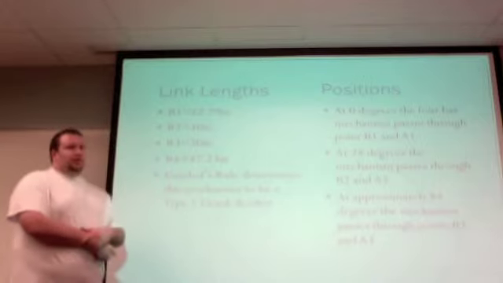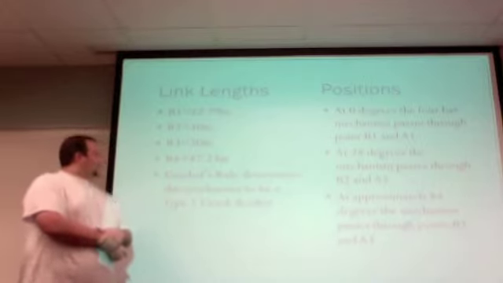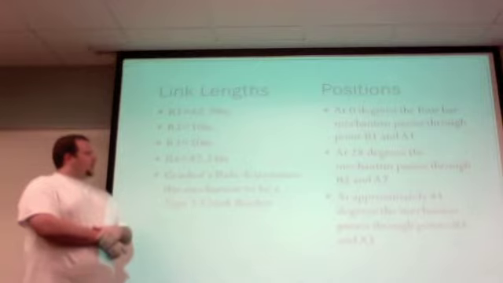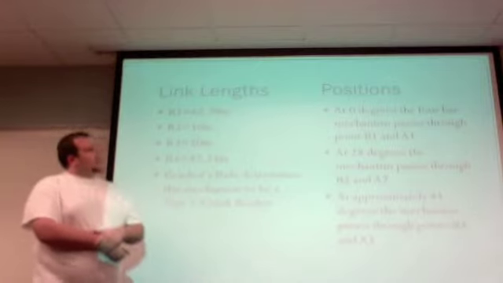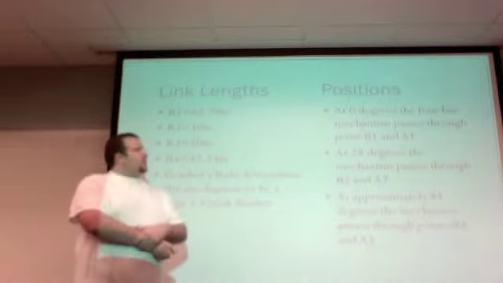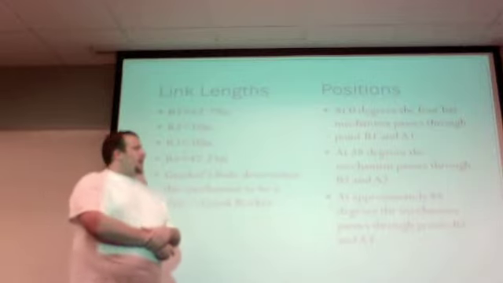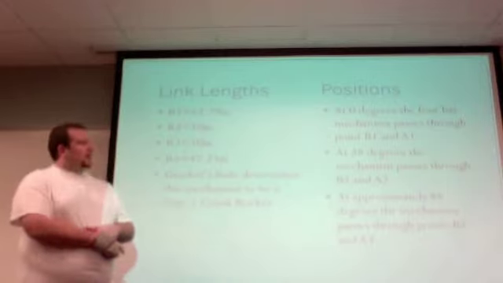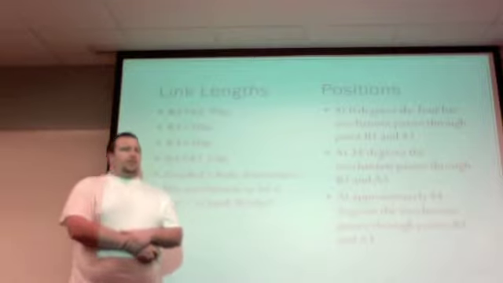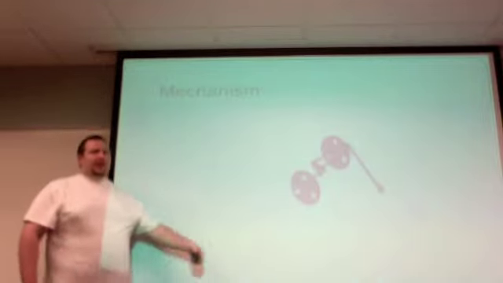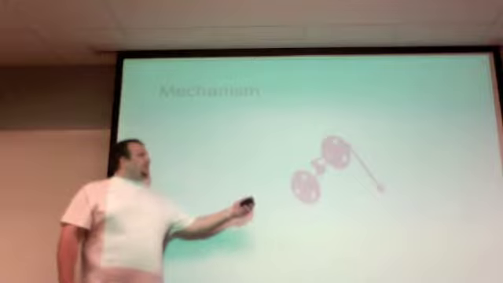After determining the link lengths, Grashof's rule gave us a type 1 crank rocker mechanism. For the positions through our points, B1 and A1 pass at 0 degrees. At 28 degrees, we pass through position B2 and A2. And at 84 degrees, we pass through the last position, A3 and B3. Now Jose Lopez will talk about the mechanism.